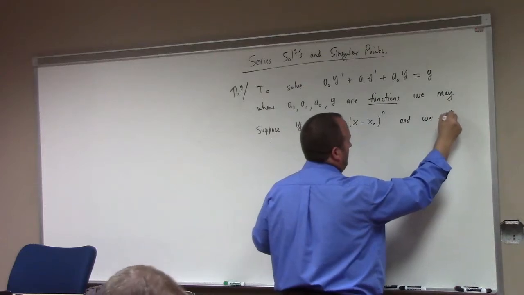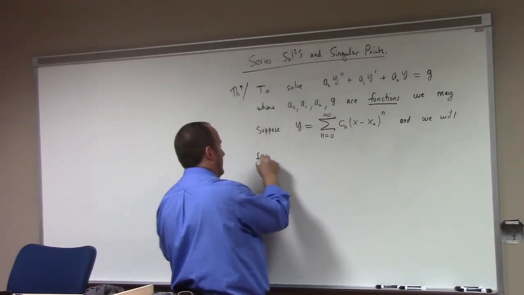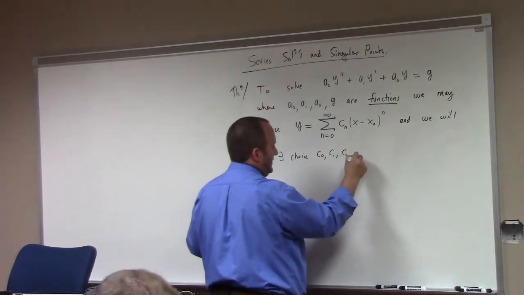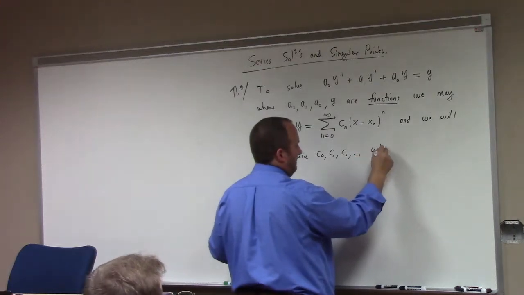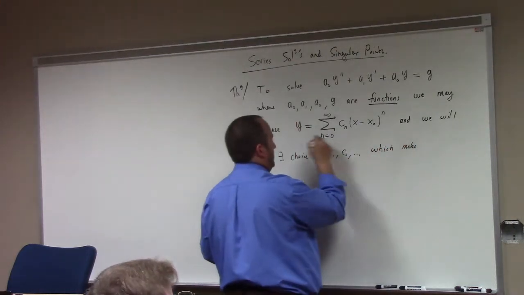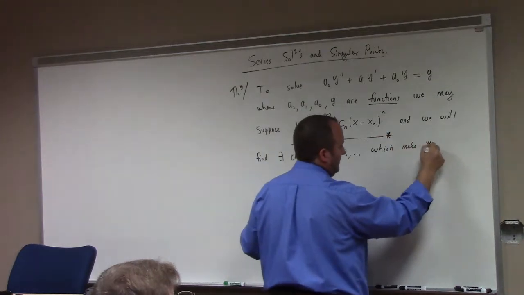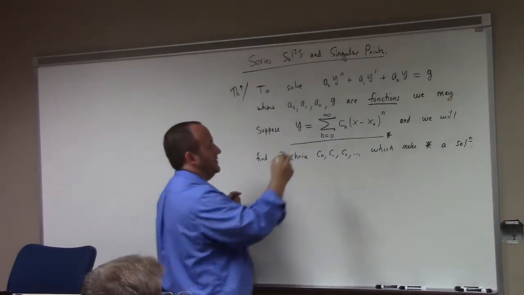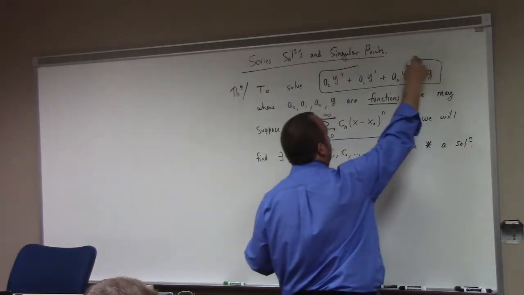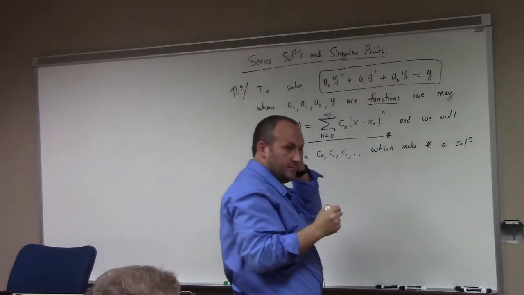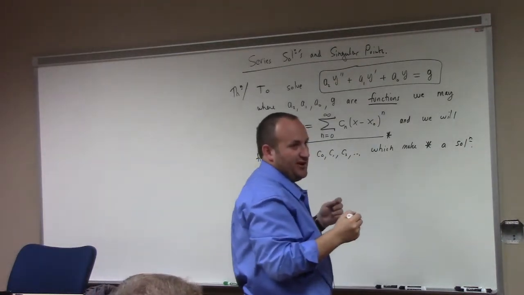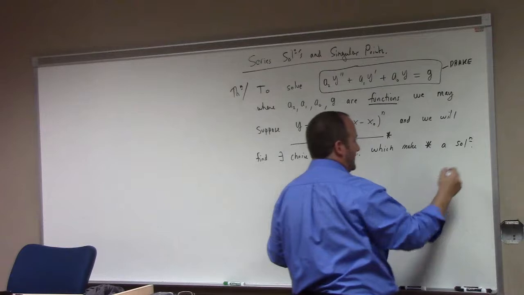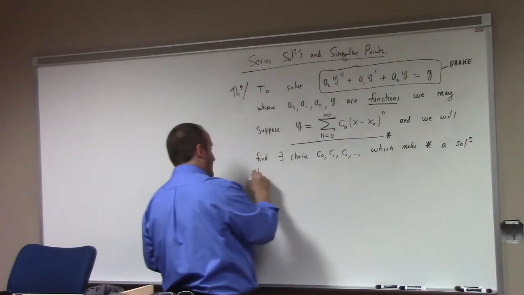We will find there exists a choice C0, C1, C2, and so on and so forth, which make, let me call it star, a solution to, I'm going to give this a name. What do you want to call it? Drake. Kind of big right now. There you go. Solution to Drake. We solved the Drake problem.